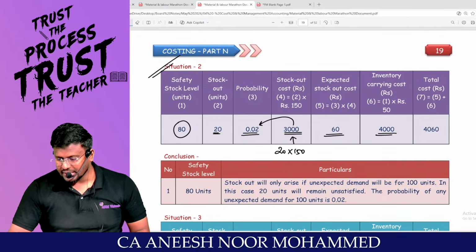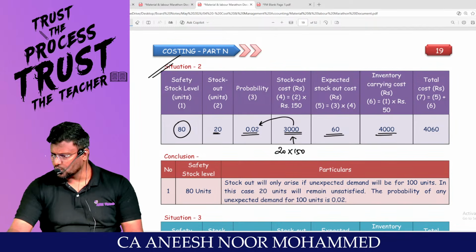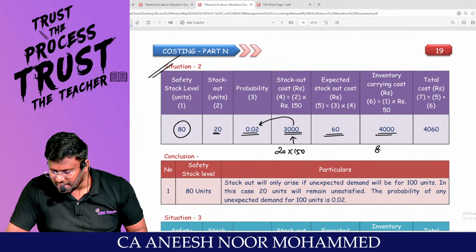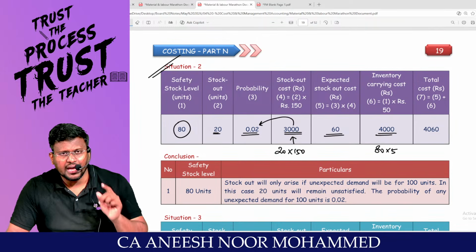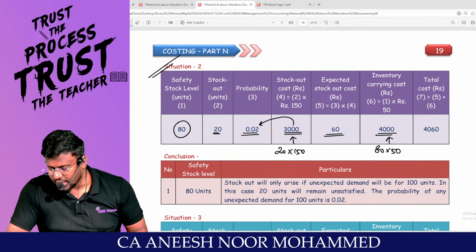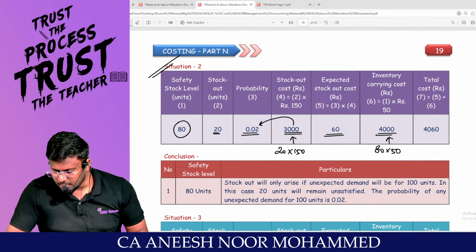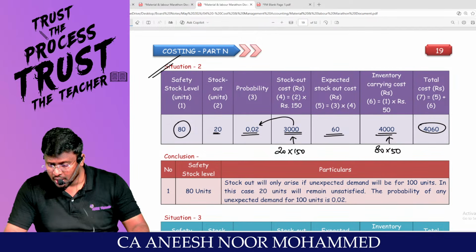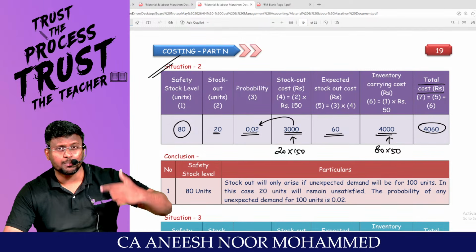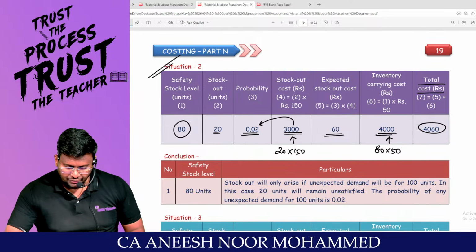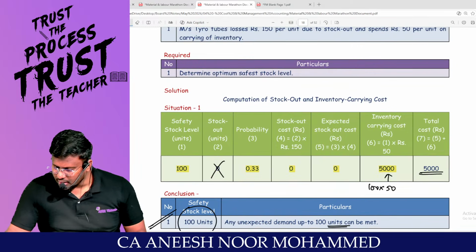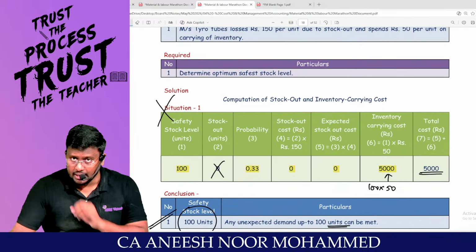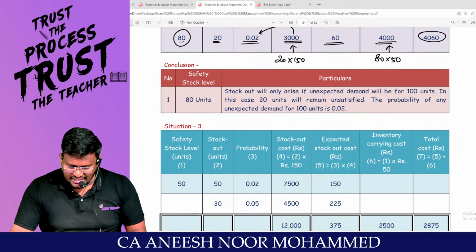Now, what is the carrying cost? My dear lovable students, I am going to carry 80 tires. To carry every tire I have to spend 50 rupees. So 80 into 50 is 4,000. So 4,000 plus 60, 4,060 will be the total cost I am supposed to spend if I decide to carry 80 units. Earlier, how much? 5,000. This is a better situation as compared to the last one.